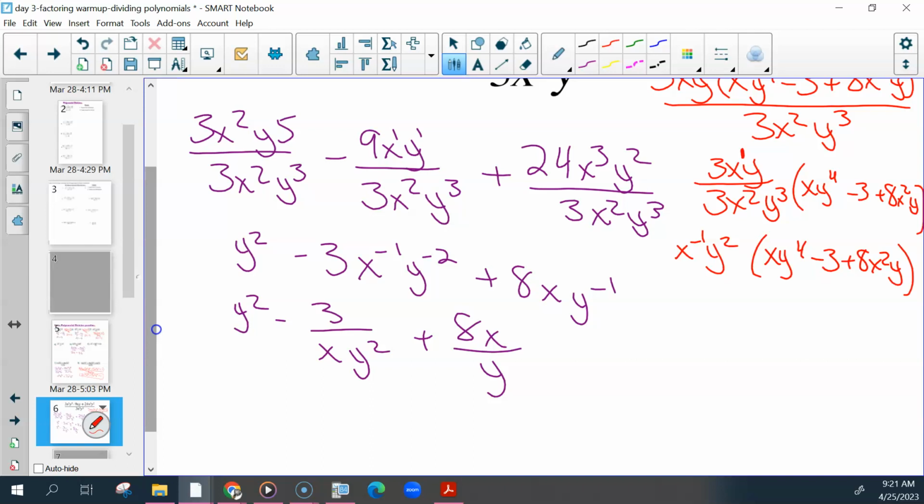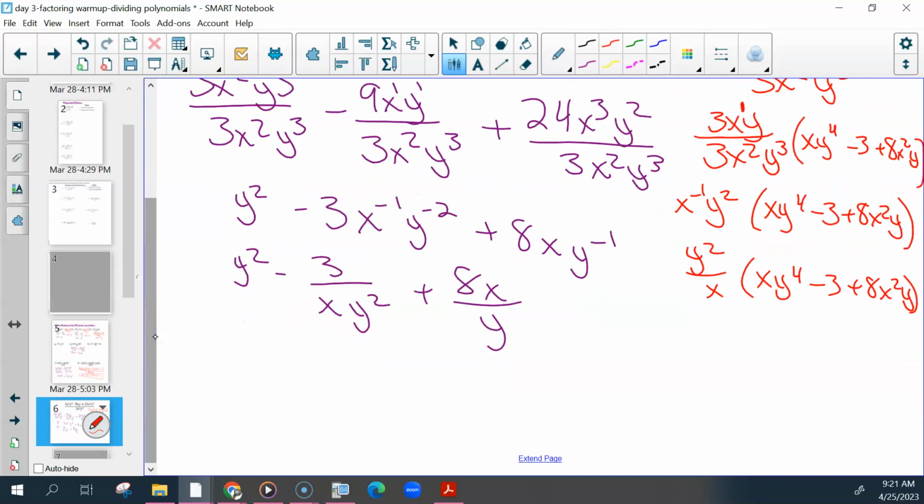So then we have to make this into a fraction, so y squared over x. Then we have to multiply it back. So this would be x, y to the 6 over x, and we're going to simplify the x's here in a second, minus 3y squared over x plus 8x squared y to the 3rd over x. And again, we're going to simplify in a second.